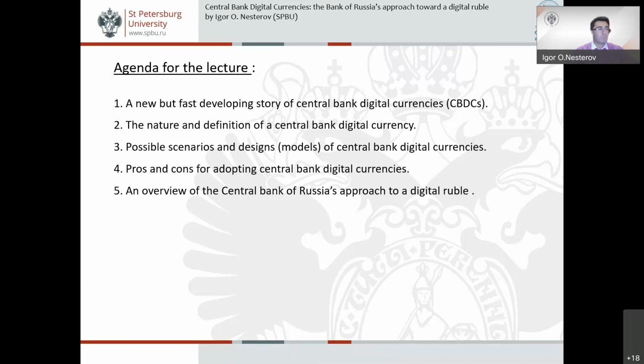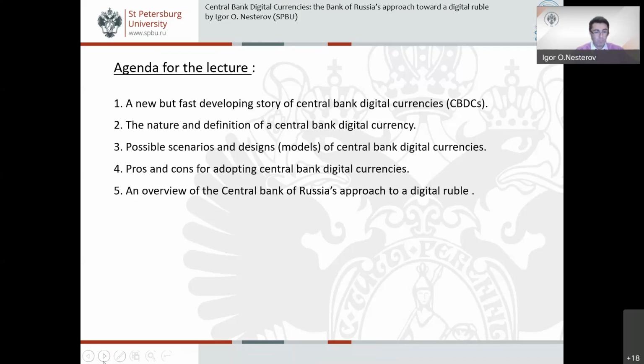So after that, we will move to the case of possible scenarios and designs, that is constructions and ways of issue of central bank digital currencies. And we will have a look at pros and cons, or key advantages and major risks for adopting central bank digital currencies. Through all these points of agenda, we are going to take an overview of the Bank of Russia's approach to a digital ruble. So that is our plan for today.